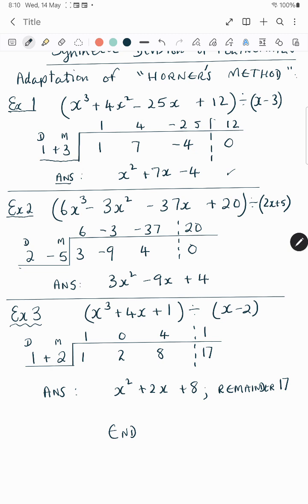You can always check that that remainder is right by using the old remainder theorem, whereby you substitute 2 for x in the original expression. That would give you 2 cubed, which is 8. 2 fours is 8, which is another 8, makes 16, plus 1, which makes 17.